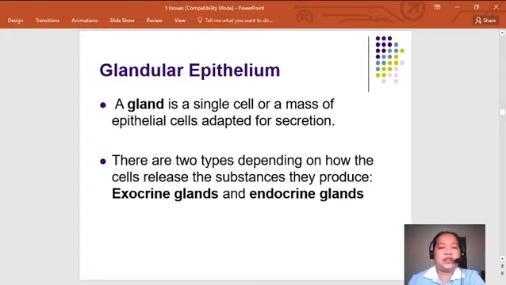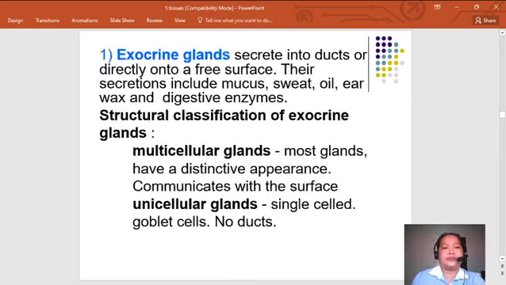Now, what is glandular epithelium? Mostly, these are glands that consist of a single cell or a mass of epithelial cells adapted for secretion. Now, there are two types depending on how the cells release the substances they produce: the exocrine glands and endocrine glands. Exocrine glands secrete into ducts or directly onto a free surface. Their secretions include mucus, sweat, oil, earwax, and digestive enzymes.